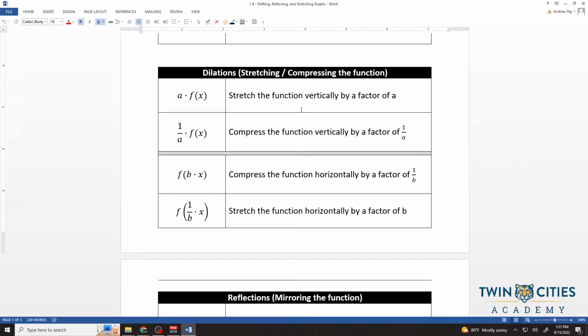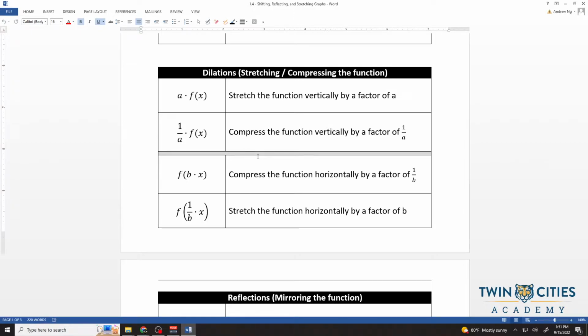And if you do this, say 1 over a, you're going to compress the function. You're going to squeeze it in vertically by a factor of 1 over a. So if I do this as 1/3, everything is going to shrink. It's going to compress to 1/3 of the height that it was before.